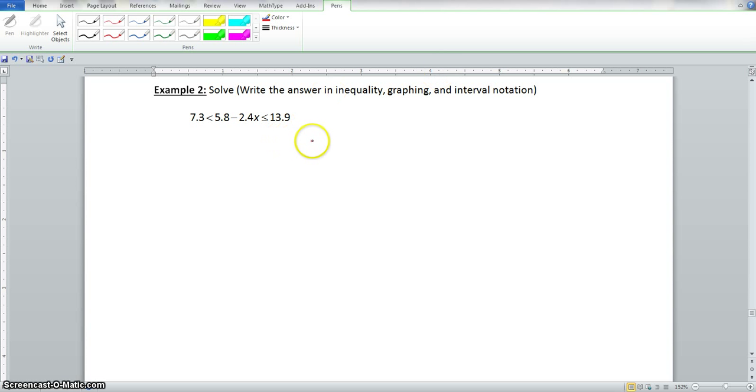Hello class, picking up where we left off. We're on example 2. It says solve. Write the answer in inequality graph in an interval notation.